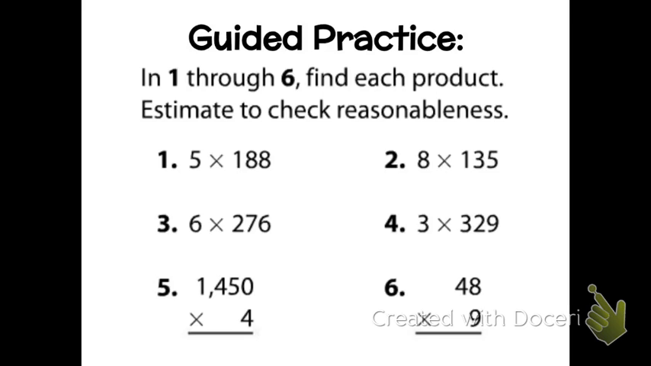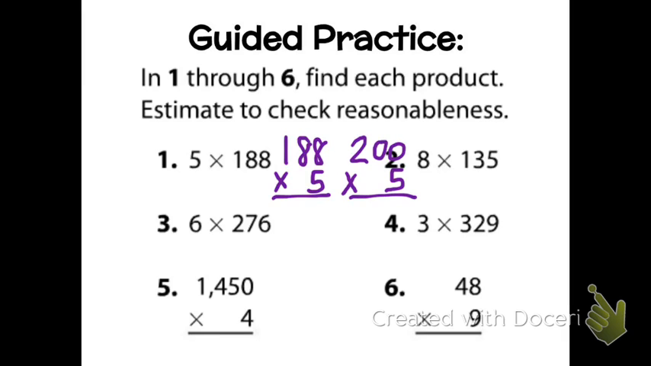So on number 1, we would rewrite it in our notes going vertically. So we do 188 times 5. If I'm checking for reasonableness, right next to that, I would do 200 times 5 because 188 is pretty close to 200. And then I'll solve. You get to decide if you want to solve using standard algorithm or expanded algorithm. Complete number 1, 2, and 3 and have them ready for class.